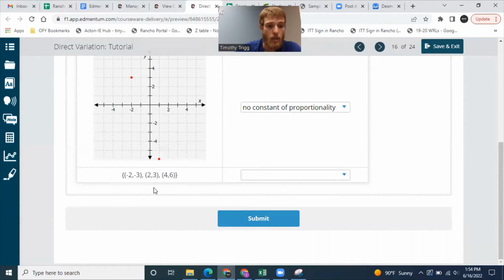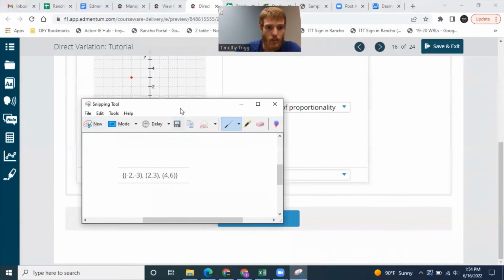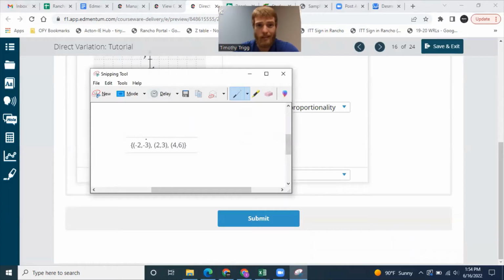Well, we can go ahead and see what would be the value of k for this first coordinate point. This one's a little bit trickier because -2 times what gives me -3? Well, that's kind of tricky. It'll be a fraction, won't it? But we can go ahead and figure it out. It's okay if your k is a fraction. That's not necessarily a bad thing. So let's go ahead and figure it out.